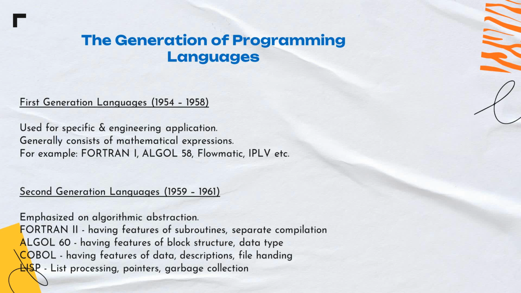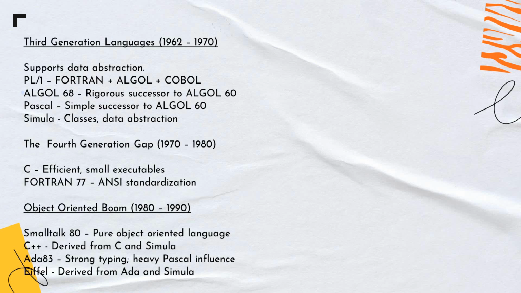Algol 60 had features of block structure and data types. COBOL had features of data descriptions and file handling. Lisp had list processing, pointers, and garbage collection. Third generation languages, 1962 to 1970, support data abstraction: PL/I, Fortran plus, Algol plus, COBOL.